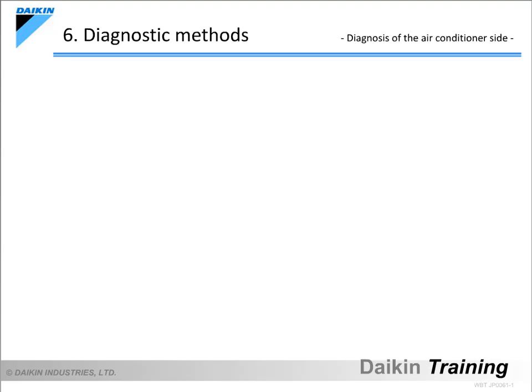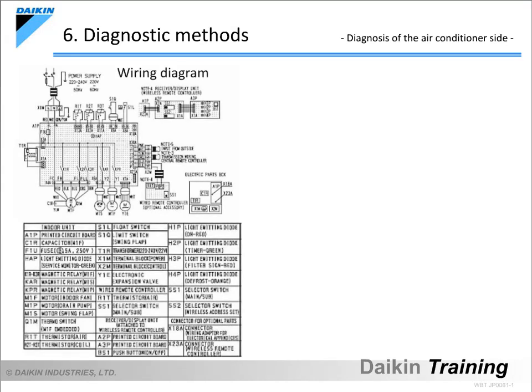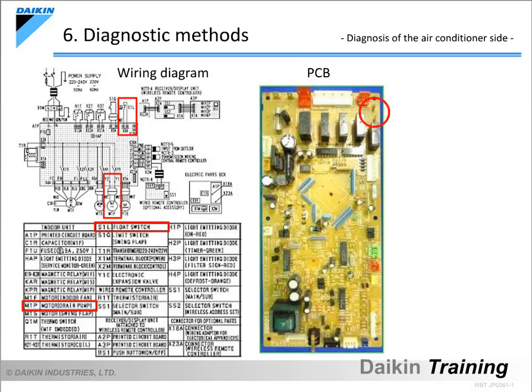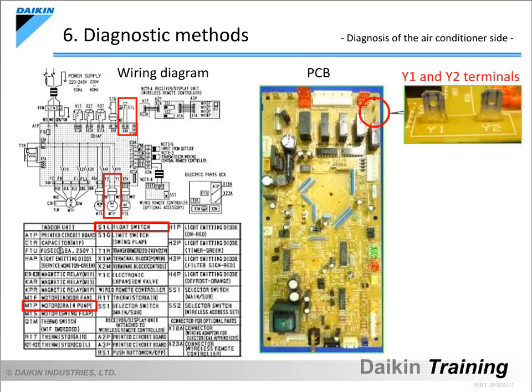Various components, including the drain pump and float switch, are connected to the PCB in order to control the entire air conditioning system. To conduct an inspection, it is necessary to obtain the wiring diagram for the model in question to understand where the drain pump and float switch are connected. According to this wiring diagram, the drain pump is connected to the Y1 and Y2 terminals, and the float switch to the X8A terminal. Based on the wiring diagram, you can locate these terminals on the actual PCB.